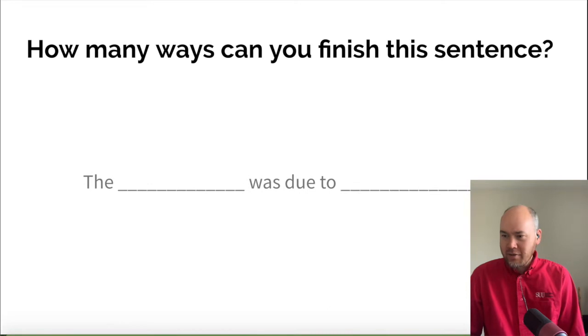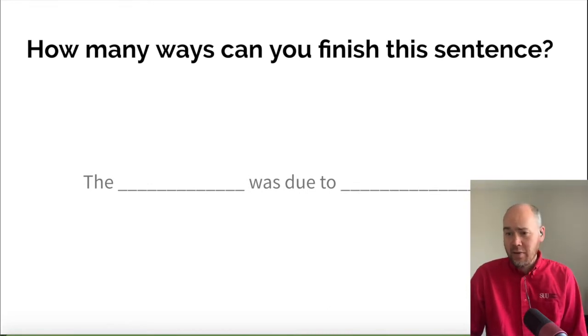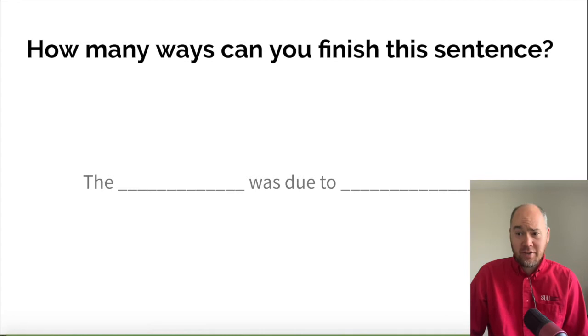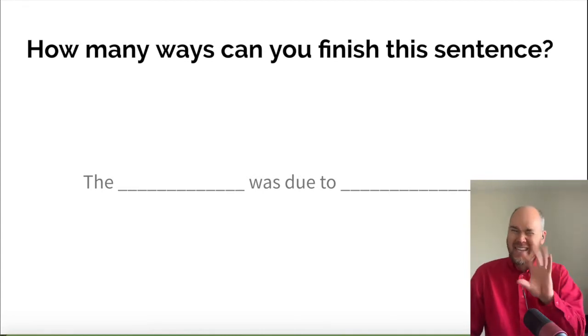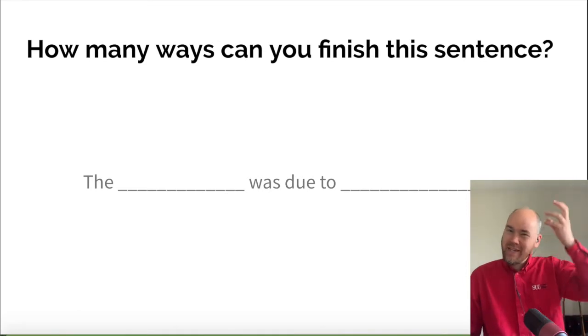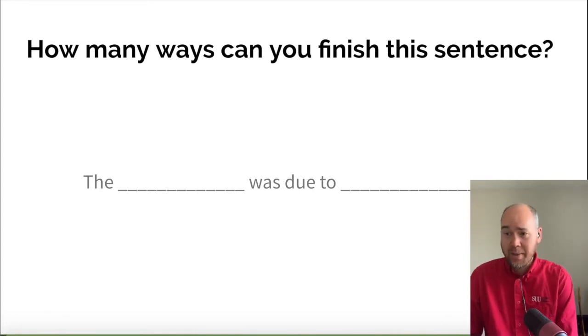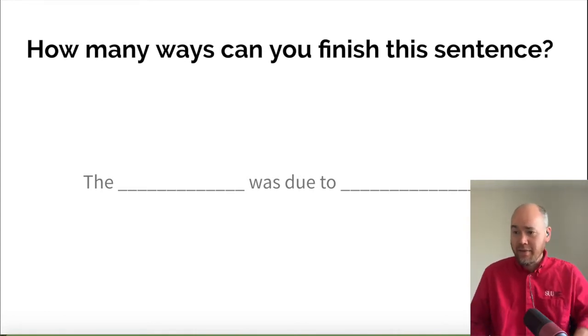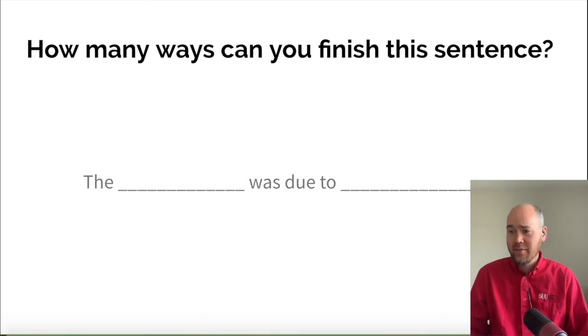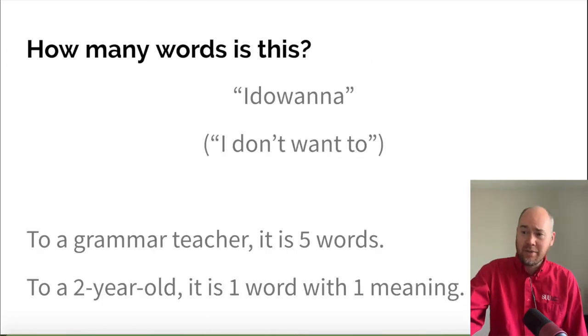The blank was due to blank. Okay, the cancellation was due to traffic, or the traffic was due to weather, or the weather was due to climate change, right? We can finish this sentence a lot of different ways, and we're always saying the same kind of thing, and we will always sound a little bit formal if we use this chunk, but we can use this a lot of different ways, right? To talk about a lot of different causes and effects, right? So those were three examples of chunks.